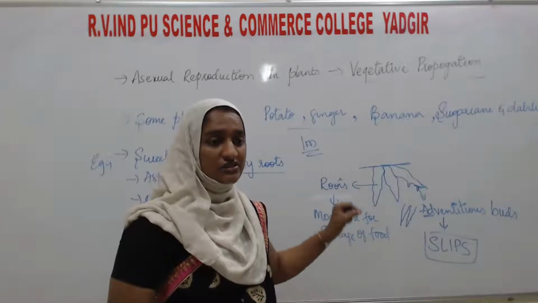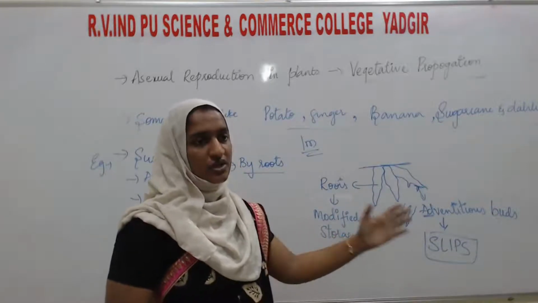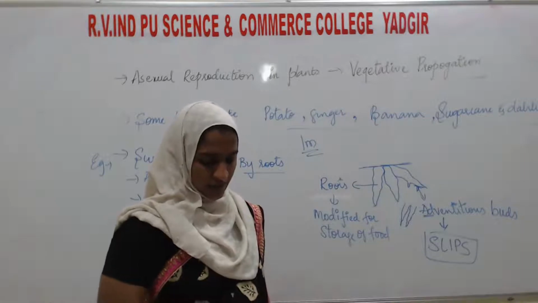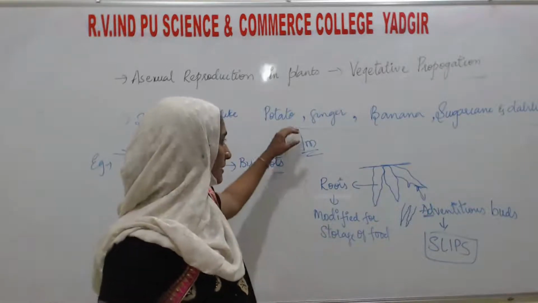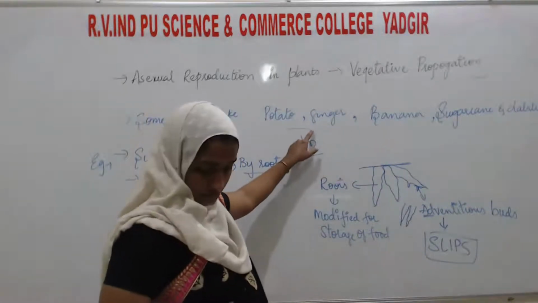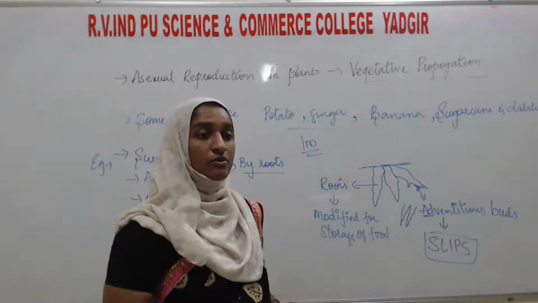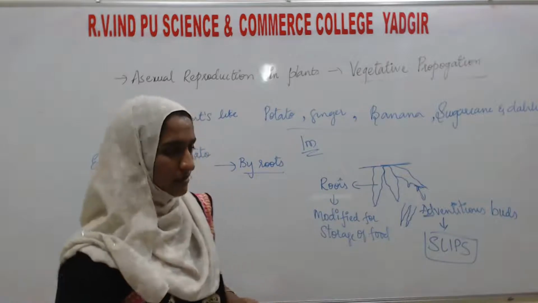These are the structures or units which undergo vegetative reproduction. Next, some more examples are there, like ginger, onion and garlic. How will they reproduce? Let's see here.